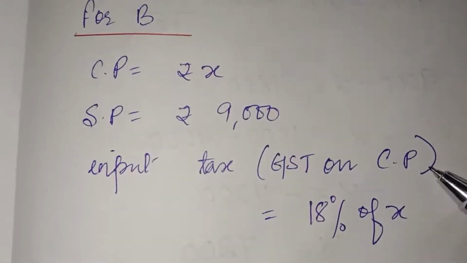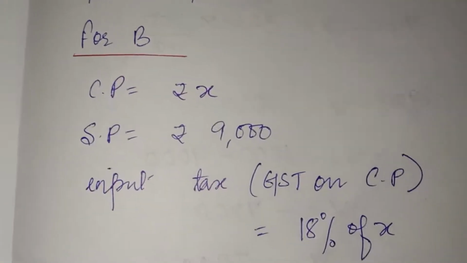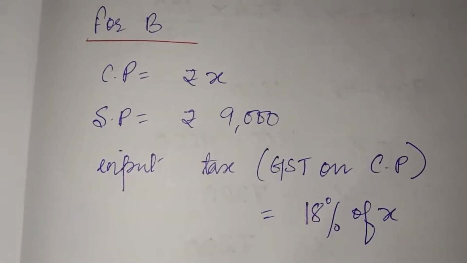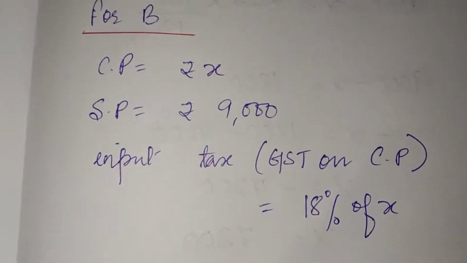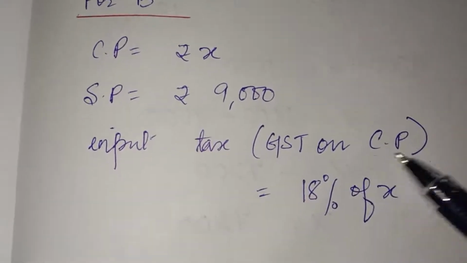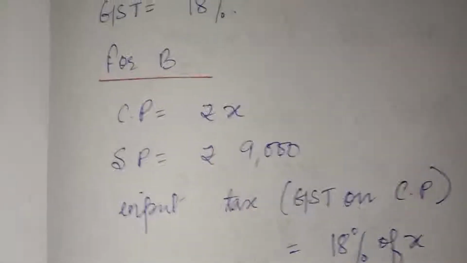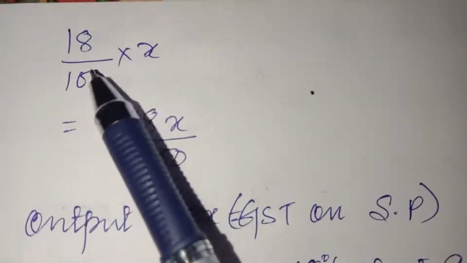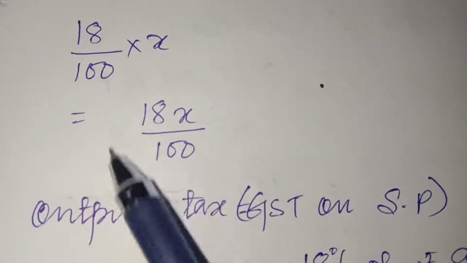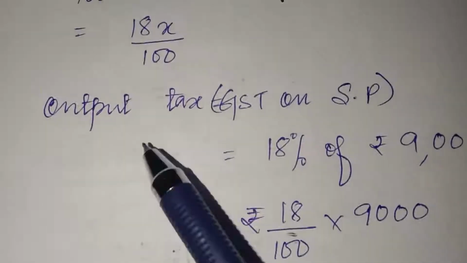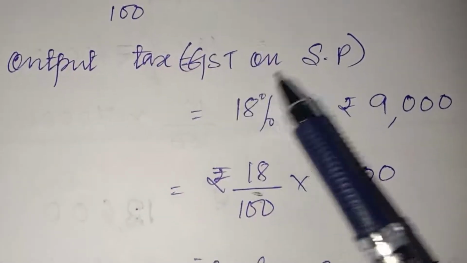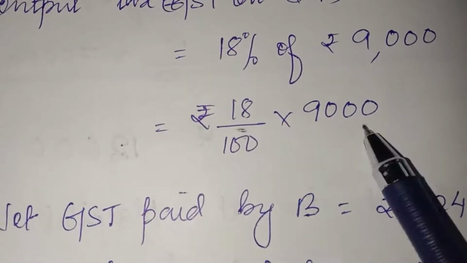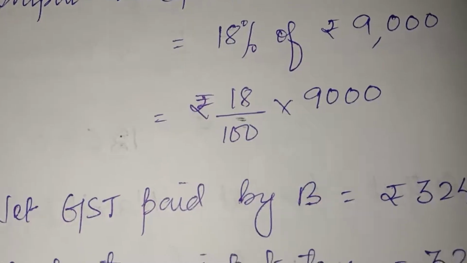Because we have to relate it to your net GST. So GST on cost price. Since places are not mentioned here, we cannot say whether IGST, CGST or SGST is applicable. So simply we will write GST on CP, 18% of X. That is 18 by 100 into X. I'll keep it like this only. Now output tax means GST on SP. 18% of 9,000 is 18 by 100 into 9,000. This one also I'm keeping like this.